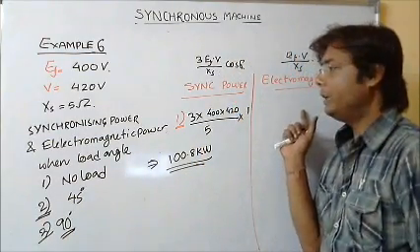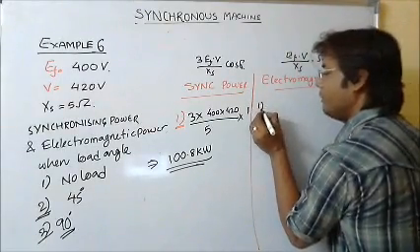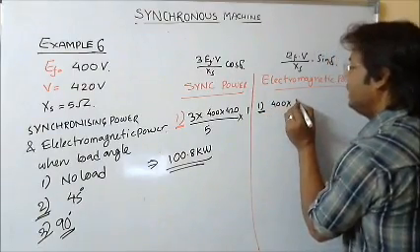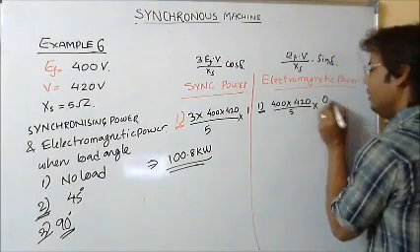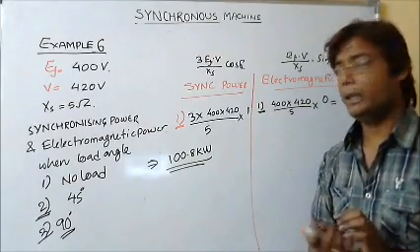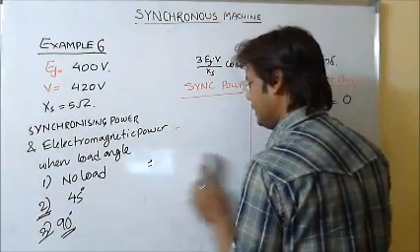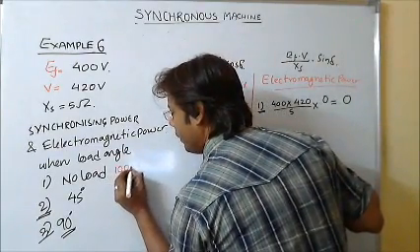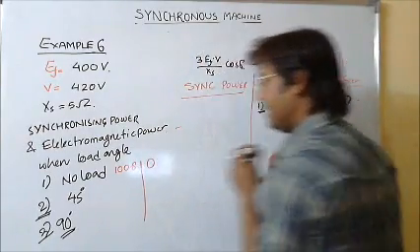Coming to the electromagnetic power when it is no load, it would be EF into V, which is, for the first case, 400 into 420 into 5 into sin 0, which is 0, so I will be getting 0 here as the electromagnetic power. So the first answer here is 100.8, and for electromagnetic power I am getting 0.